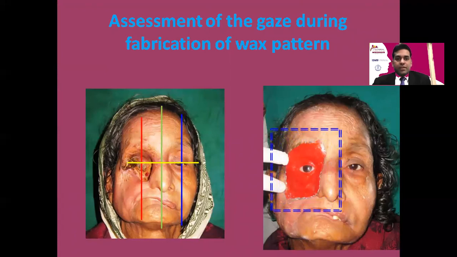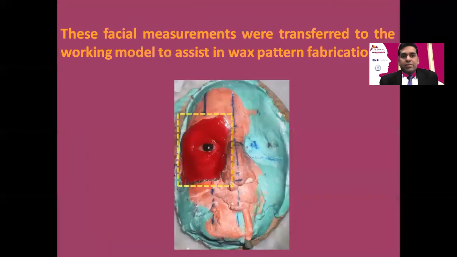Now, as we have discussed, the assessment of gaze during the fabrication of wax pattern is done. So you have to ask the patient to look at a distance, or look at an object which is at a distance of 6 feet and at the level of the eye. And this position will be helpful to adjust the position of eye shield. So the contralateral eye position can be compared, and the eye shield position can be finalized.